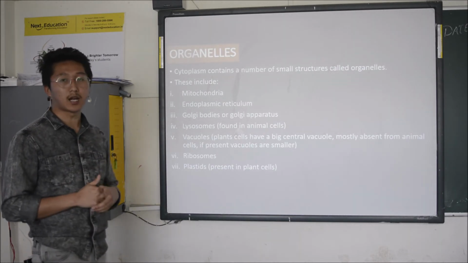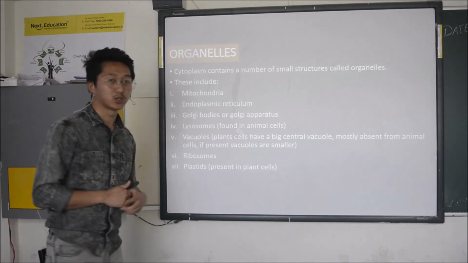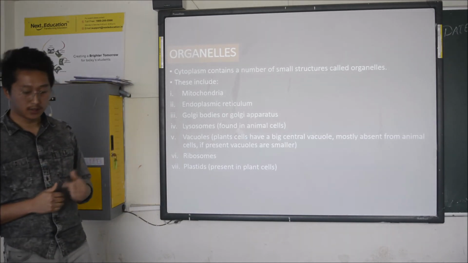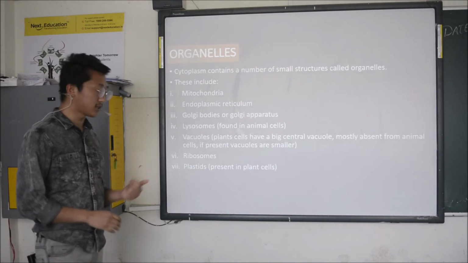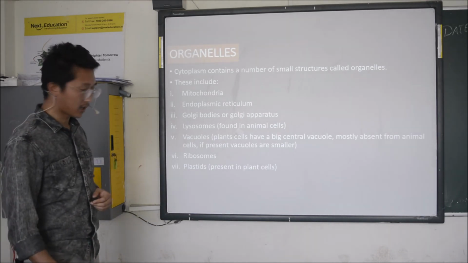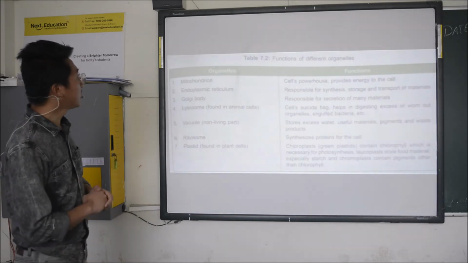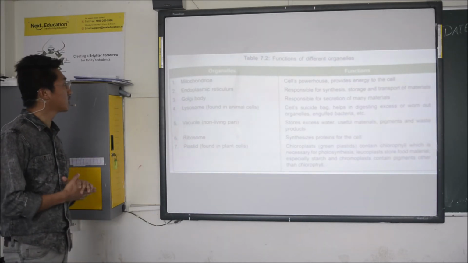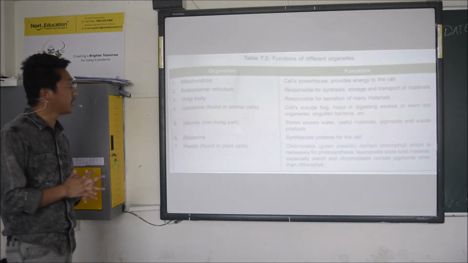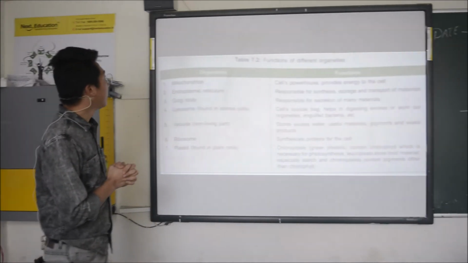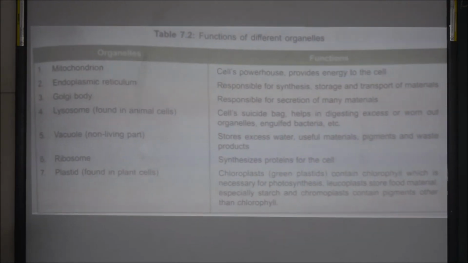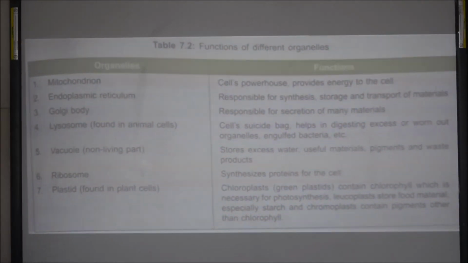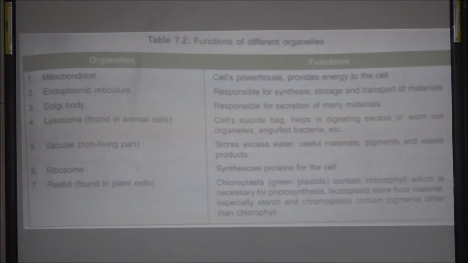These plastids are present only in the plants. Because of these plastids, the plant has green color. So let's see the different functions of these organelles. In this table you can see organelles in the first column and function in the second. First, let's see the function of mitochondria.